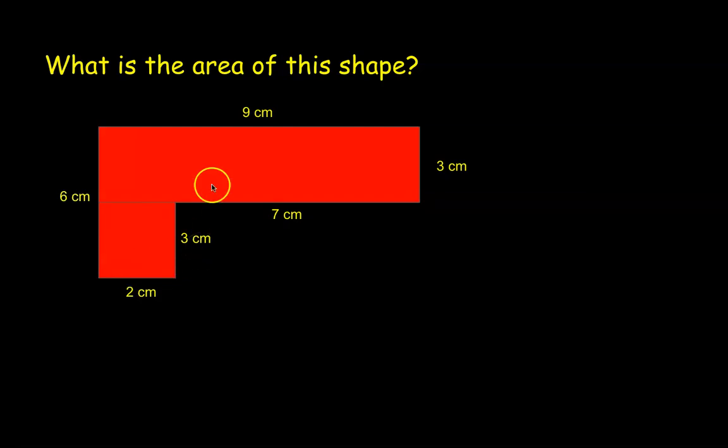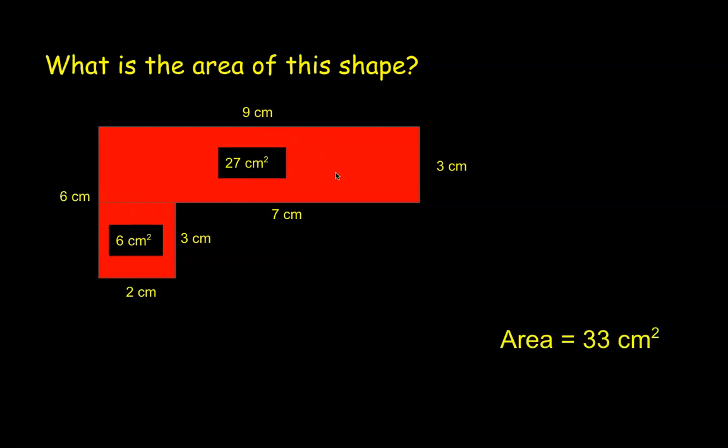Right, here we go. Let's do the big one first. 9 times 3, 27 square centimeters. All right, you see, we're just ignoring this. Now, guess what? We're going to do that. 6 square centimeters. So we just need to add the area, the flat surface of that shape, flat surface of that shape, and we end up with that.